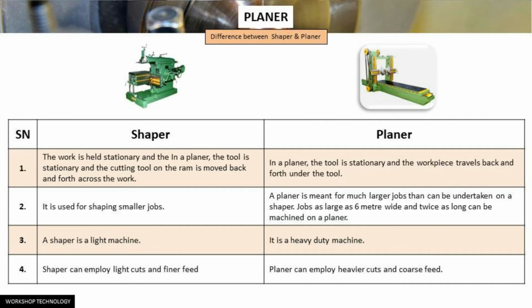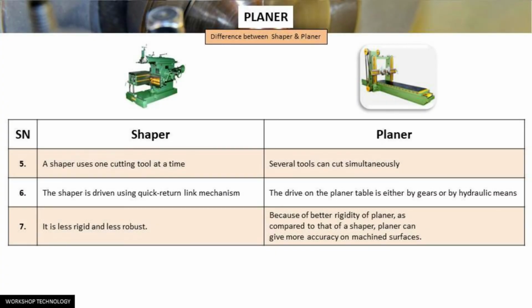A shaper is a light machine, however, a planner is a heavy duty machine. The shaper can employ light cuts and finer feed. However, planner can employ heavier cuts and coarse feed. A shaper uses one cutting tool at a time, but in case of planner, several tools can be used simultaneously.